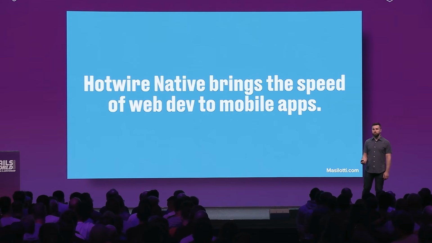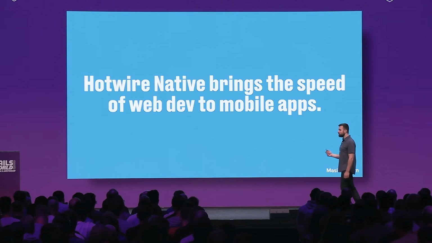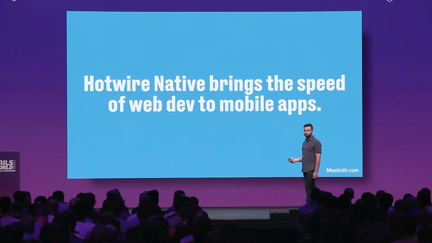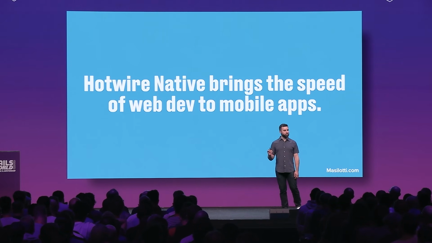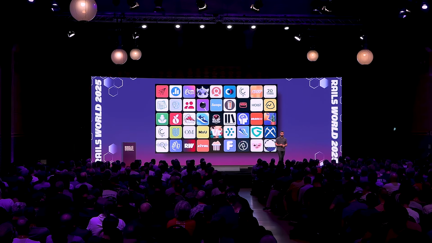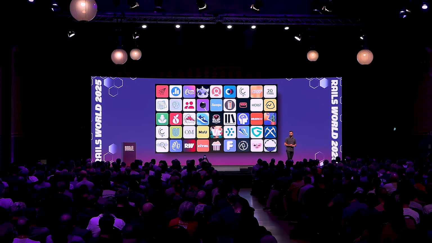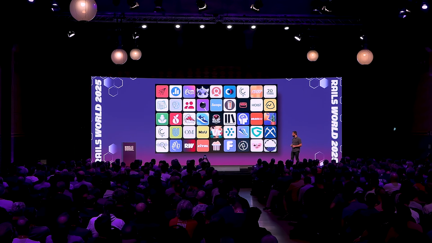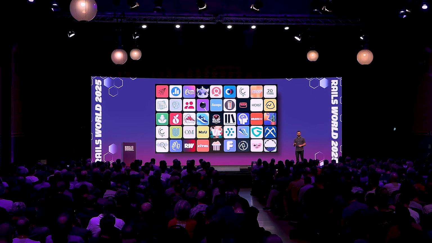Hotwire Native is finally bringing back the speed of web development that we're used to to mobile apps. Apps that used to take weeks or months can now take days if you're building with Hotwire Native and just reusing your mobile web screens. And even going beyond MVPs and adding native features with pre-made bridge components. These are some other apps built with Hotwire Native by the community, available in either Google Play or the App Store. Some developers of these apps are in the audience, I see.